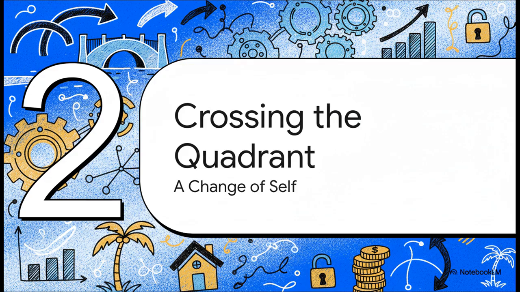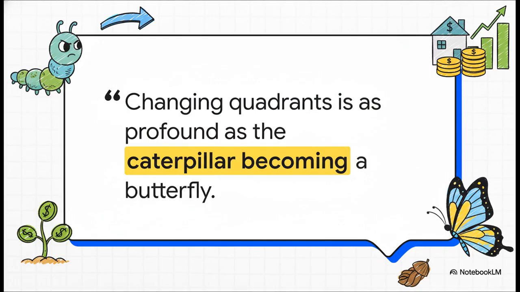It's not just about quitting your job and starting a company. According to Kiyosaki, it's a total transformation of who you are at your core, your values, your thoughts, your entire worldview. And Kiyosaki uses this incredible metaphor to describe it. He says it's not like a caterpillar just crawling to a new leaf. No, it's about a caterpillar literally transforming its entire being to become a butterfly. To really make it on the right side of the quadrant, you have to become someone new.